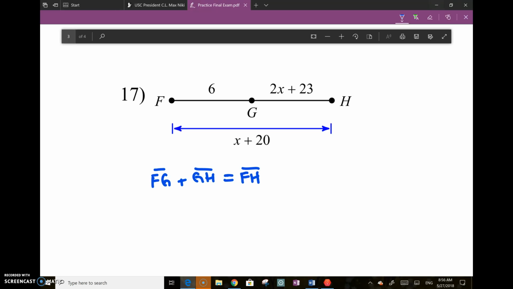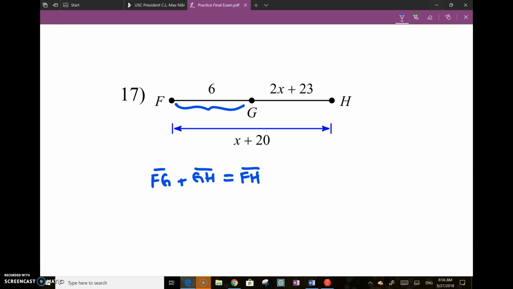Now, fortunately, I'm given information that I can substitute into this model equation, and that is that I know FG, which is right here, I know that is 6. So I'm simply going to make FG equal to 6. I also know that GH is 2x plus 23. That's this one here. So I'll make this equal to 2x plus 23. And then FH is given to me as x plus 20. So this now becomes x plus 20.